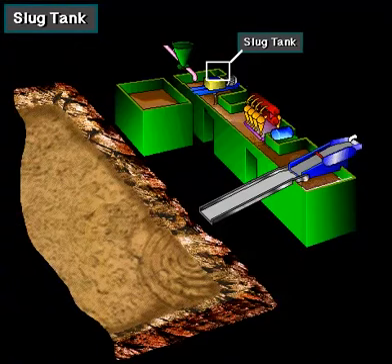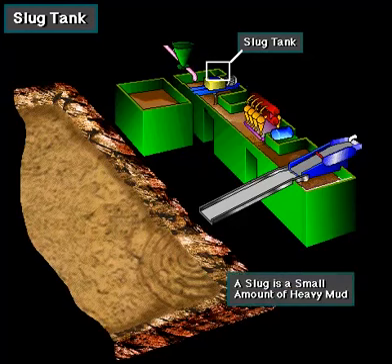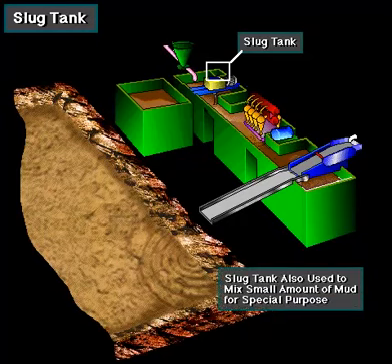A slug tank is a relatively small separate tank, or it may be a small separate part of a larger tank. The crew uses the slug tank to mix a slug. A slug is a small amount of heavy mud that is pumped down the string. Crew members may also use a slug tank to mix a small amount of mud for a special purpose. For example, the driller may need to place or spot a small quantity of high viscosity mud, also called a pill, at some point downhole.